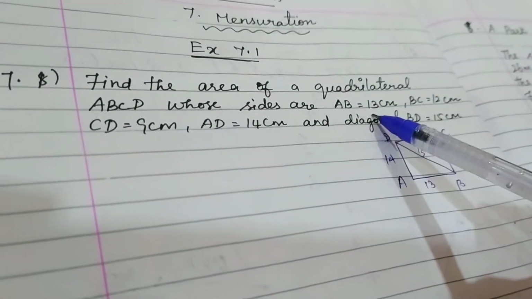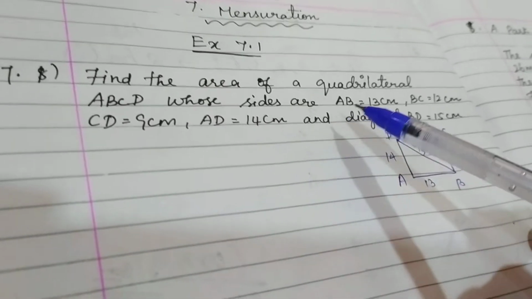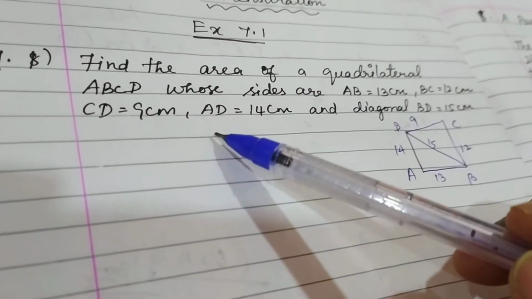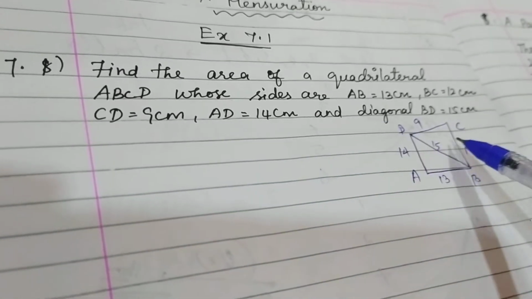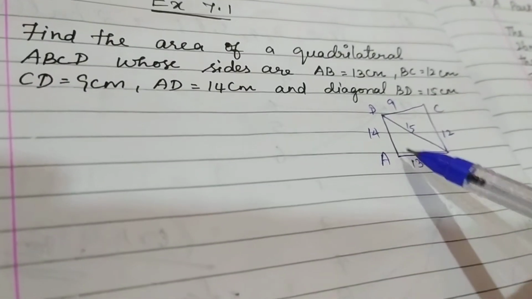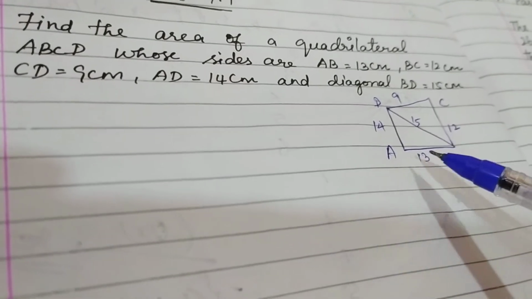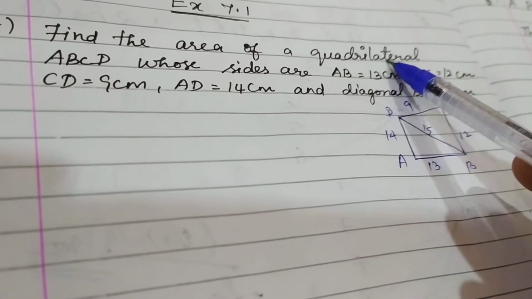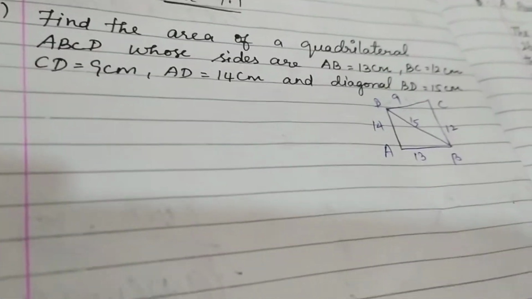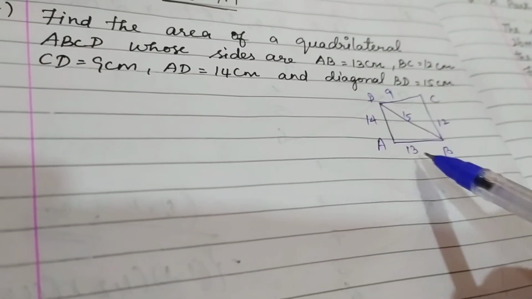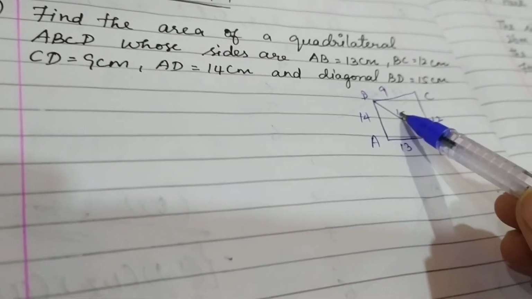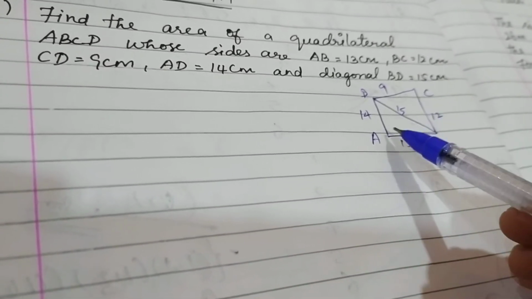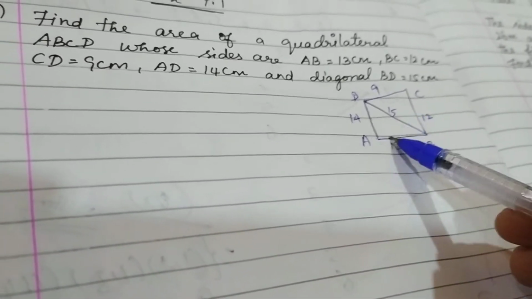Find the area of a quadrilateral ABCD whose sides are AB 13 cm, BC 12 cm, CD 9 cm, AD 14 cm and diagonal BD. So this is the quadrilateral. Quadrilateral means a four-sided closed figure. That figure is called a quadrilateral. The sides are given, so we want to find this area. First I find this triangle and this triangle's area, and then we add the two.